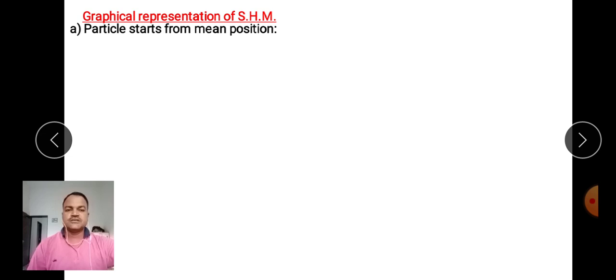equation of displacement of a particle performing linear SHM, which is x is equal to a sin(omega t plus alpha). We already saw in the first case, if the particle starts from mean position, the displacement equation is x is equal to a sin omega t. And in the second case, if the particle starts from extreme position, the displacement equation is x is equal to a cos omega t.